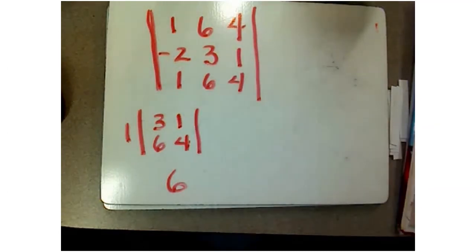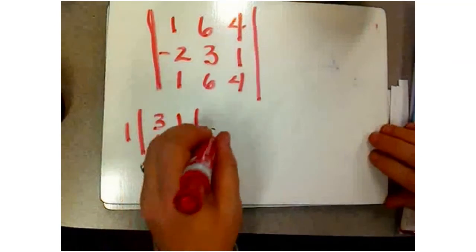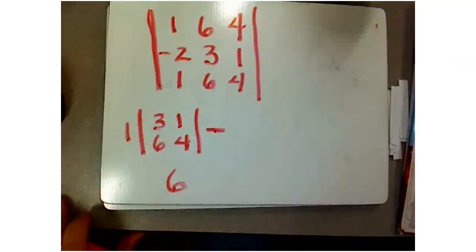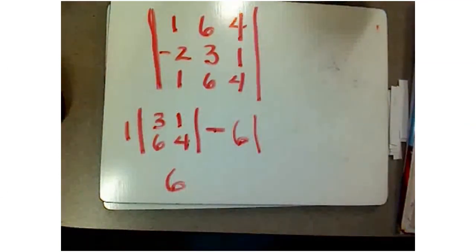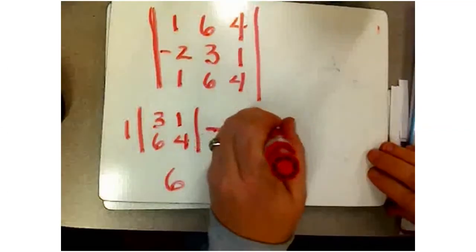Okay. Then we're going to minus, right? Okay, what is our B1 element? 6. All right, 6 times its minor. So cover up your first row, second column. What's the minor of B1?